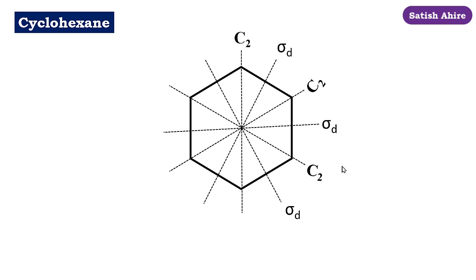In all these examples, you can see the plane that passes in between two C2 axes is known as dihedral plane of symmetry, and it includes least number of atoms.